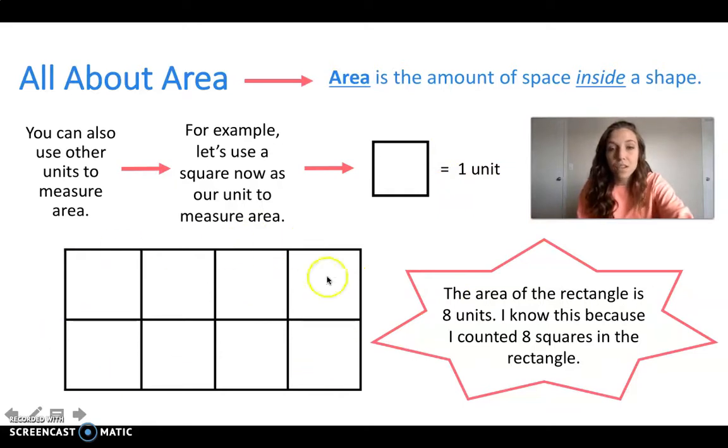Okay? So if I have this rectangle right here, and I want to measure the area or how many units it is, okay? I want to find its area or the space inside of the shape. All I have to do is count up how many units I have, okay? How many square units. So count with me real quick. Ready? 1, 2, 3, 4, 5, 6, 7, 8. So I know that the area of the rectangle is 8 units. I know this because I counted 8 squares inside of my rectangle. Okay?